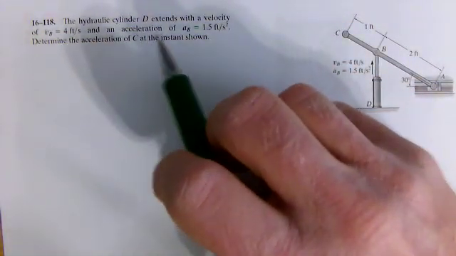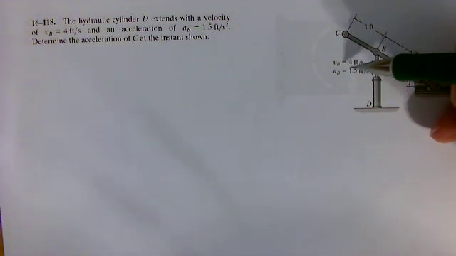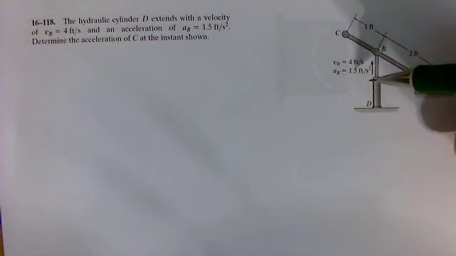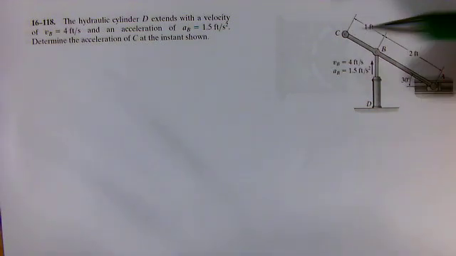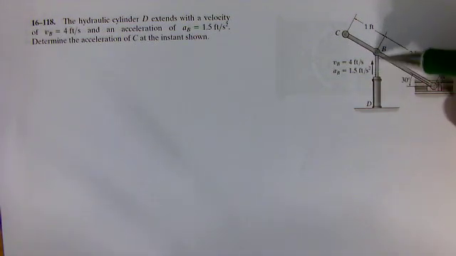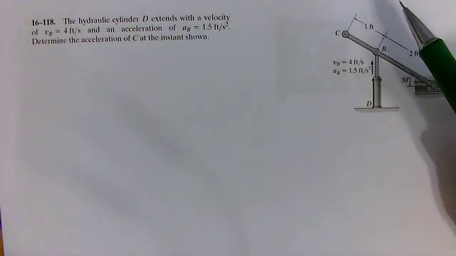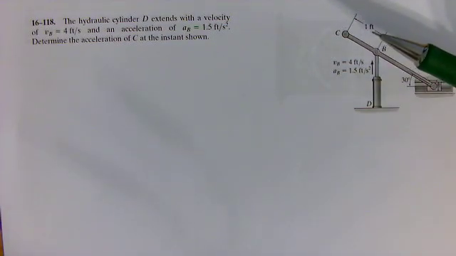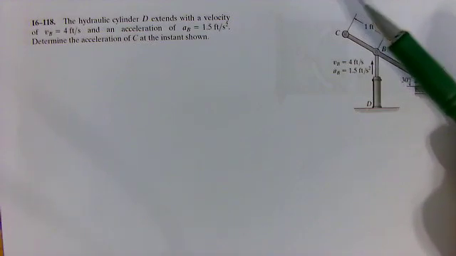The hydraulic cylinder D extends with the velocity VB and VA. Determine the acceleration of C at the instant shown. Now this here is free to slide back and forth. So as this pushes up, this is going to be going in, and the whole rod and cylinder is going to rotate like that.